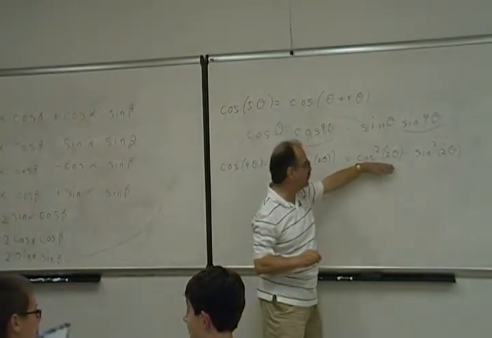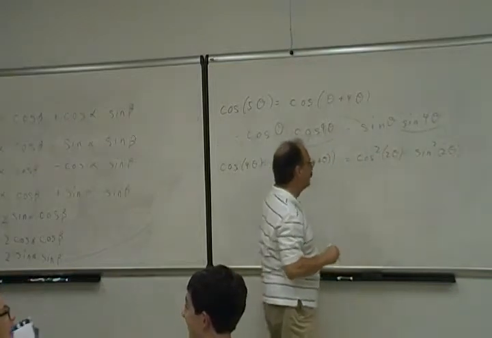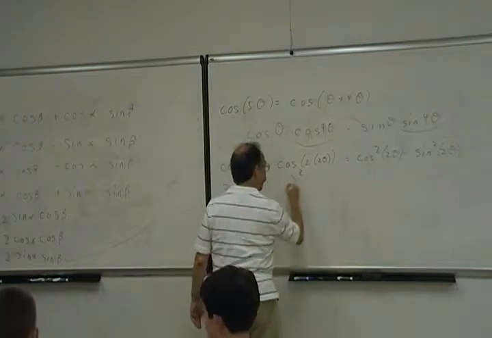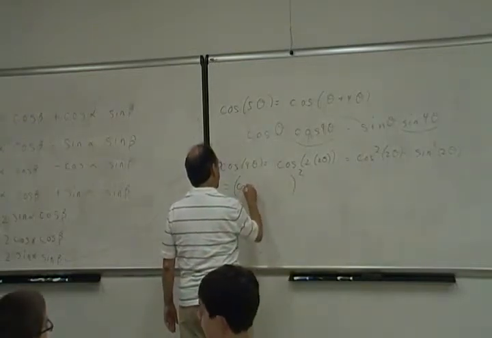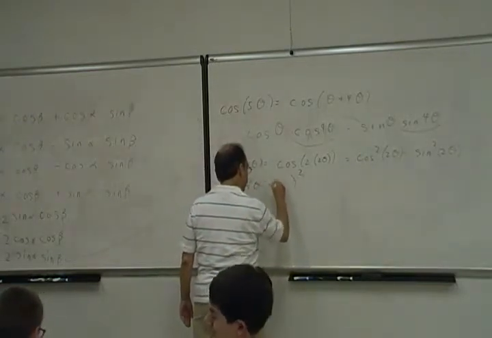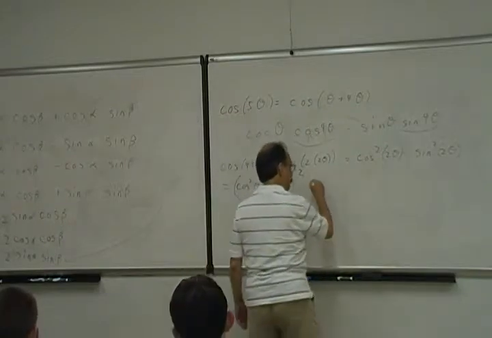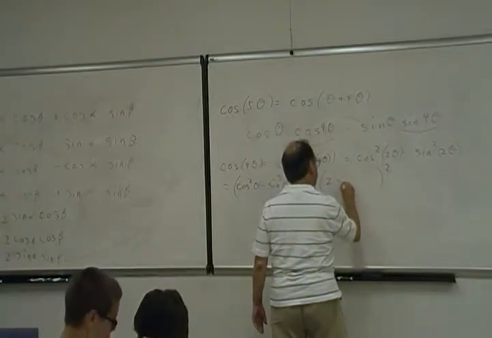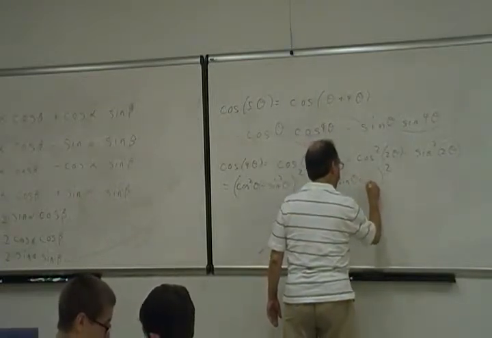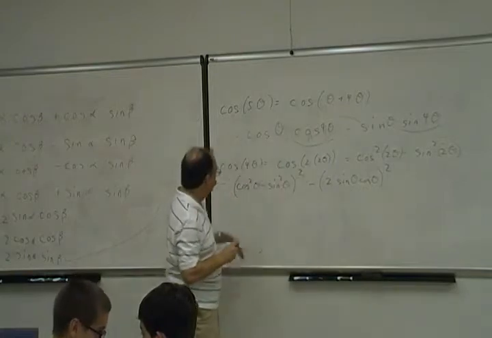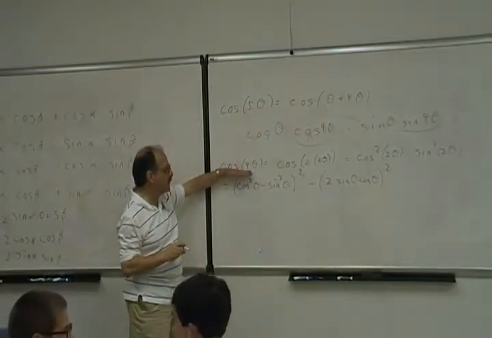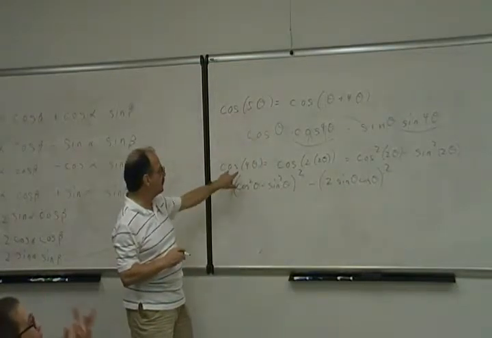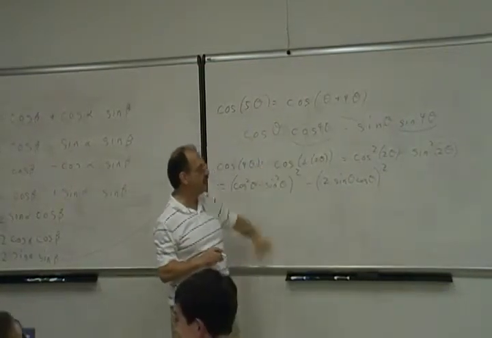And now we need to know cosine of 2 theta and sine of 2 theta. But we know those. So this is the square of cosine 2 theta, cosine squared theta minus sine squared theta, minus the square of sine of 2 theta, which is 2 sine theta cosine theta. So there I have cosine of 4 theta, all in terms of sine theta and cosine theta, and that cosine of 4 theta gets substituted in there.